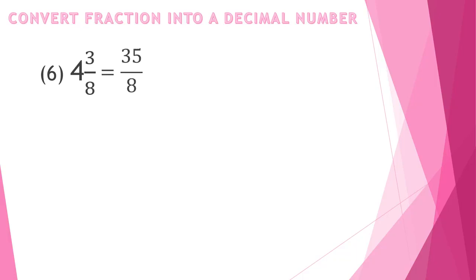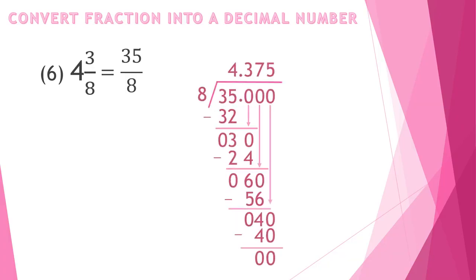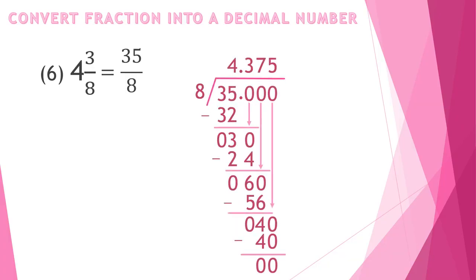Now divide 35 by 8. Everyone knows how to do the division. So pause the video and do the division on your own and check. The remainder is equal to 0 and the quotient is equal to 4.375. So the decimal value of 4 3 upon 8 is equal to 4.375.